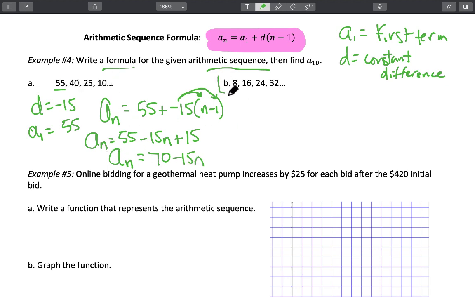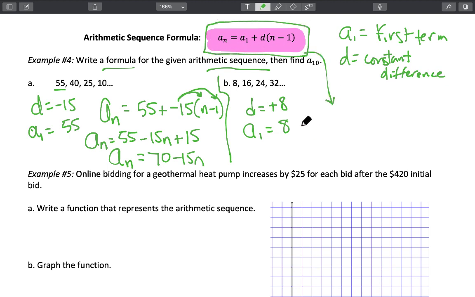All right, let's try another example here. 1b, 8 to 16 to 24 to 32. It looks like my common difference, I'm going to start off by finding my common difference, is +8. My first term is also 8. All right, use your arithmetic sequence formula right here at the top, and go ahead and write your formula for this sequence in 1b.